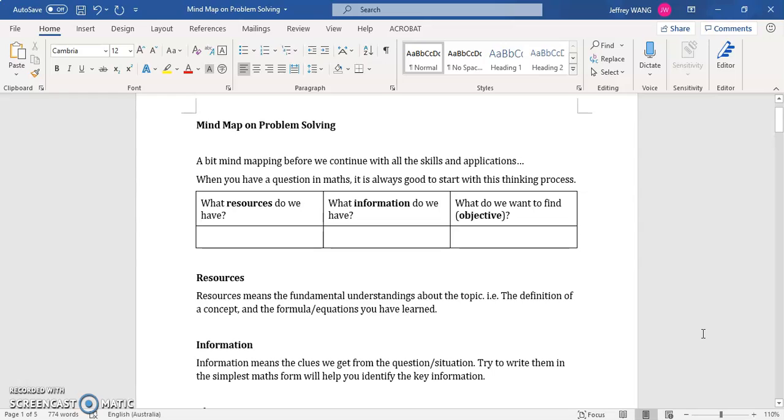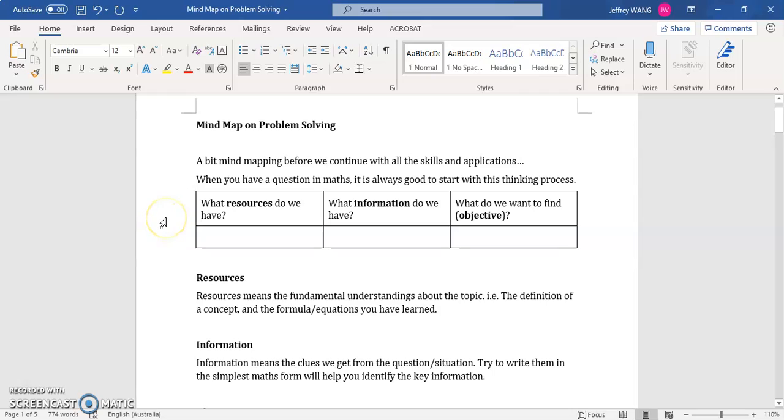Today we will be talking about a bit of consolidation stuff. In particular, I'd like to talk about some problem-solving skills which are used in basically any aspect of math problems. So I would like to begin with a bit of mind mapping. When we are dealing with a question or a situation in math, it's always good to use this tool to help you think about what you can do.